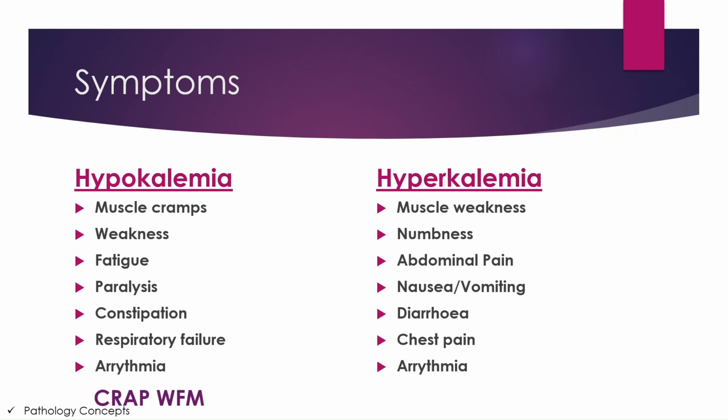Let's see the mnemonic for hypokalemia. It is CRAP WFM. C for constipation, R for respiratory failure, A for arrhythmia, P for paralysis, W for weakness, F for fatigue and M for muscle cramps. Let's see the mnemonic for hyperkalemia. It is Candyman. C for chest pain, A for arrhythmia, N for nausea or vomiting, DI for diarrhea, M for muscle weakness, A for abdominal pain, and N for numbness.